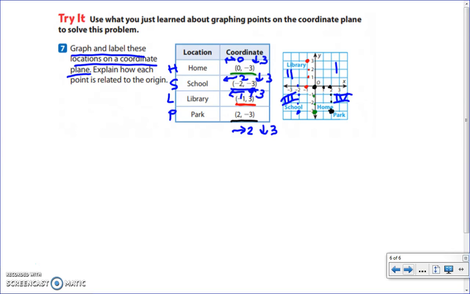All right, so that's it for today. We still review the quadrants. Remember, quadrant 1 starts in the top right-hand corner. The first number is x and moves on the x-axis. The second number is the y number, moves on the y-axis. Positive is up or to the right, negative is left or down. Okay, that's it for today.